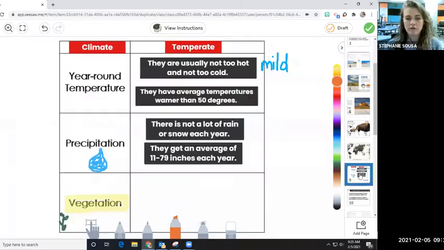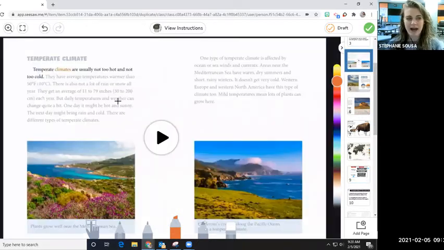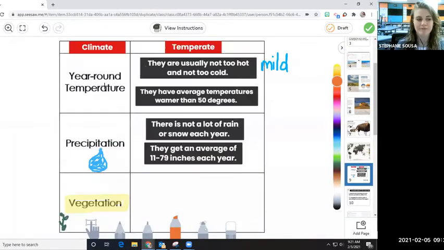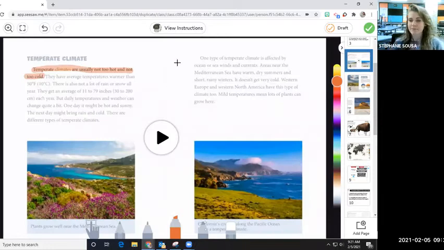Remember, we're going to look for information about its temperature, precipitation, and vegetation, okay? And we're going to highlight information that we find. Here we go. Temperate climates are usually not too hot and not too cold. Boom. We put that in our chart right here. Not too hot, not too cold. That is about temperature. Let's highlight it.